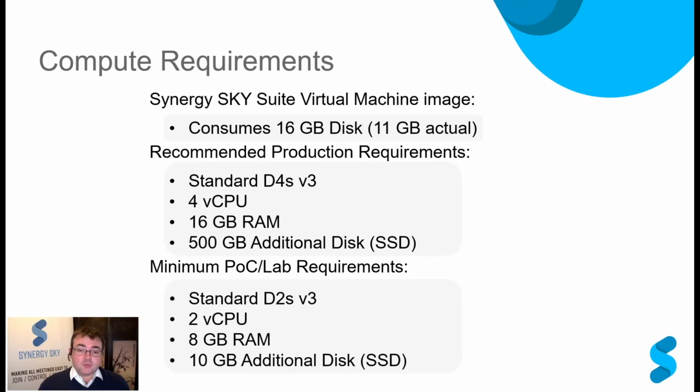In a lab or proof of concept, you can get away with running a standard D2S v3, which is 2 vCPUs, 8 gig of RAM, and attaching only 10 gig of additional disk. However, if you're looking at doing this as a proof of concept that moves into production, highly recommended going with the recommended production requirements from the get-go.